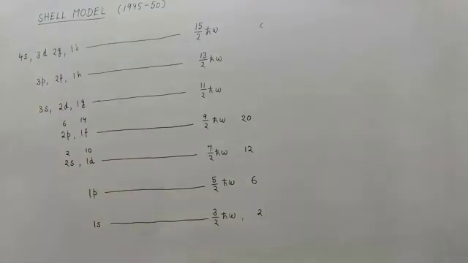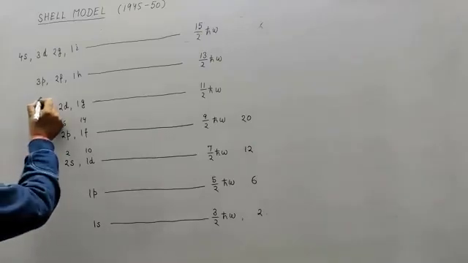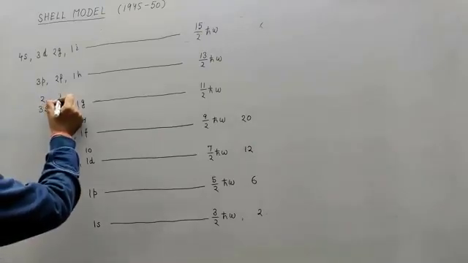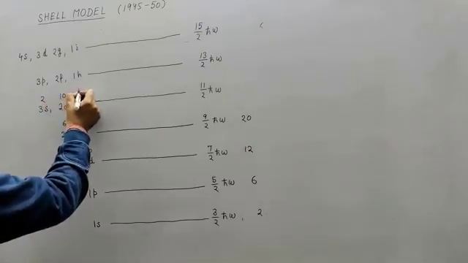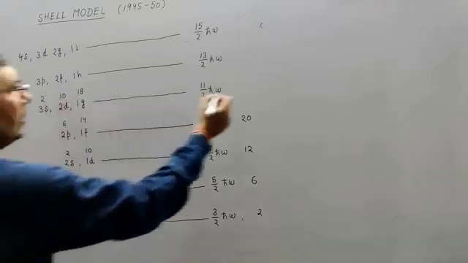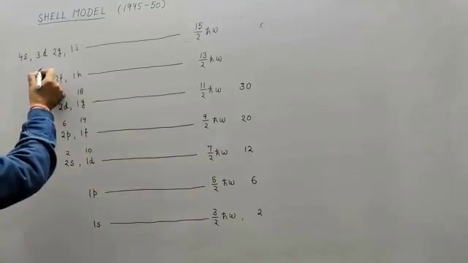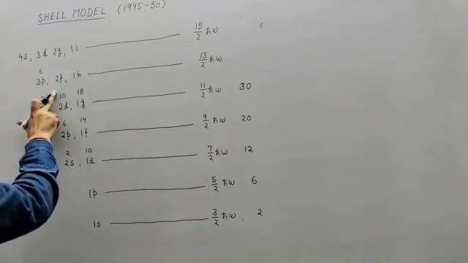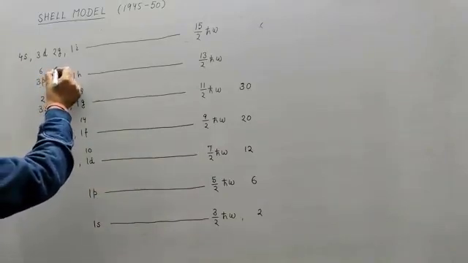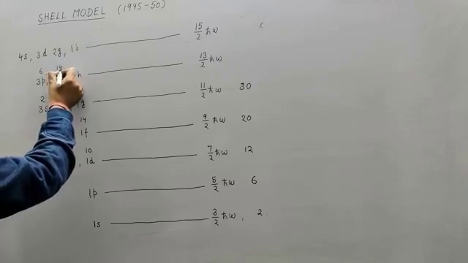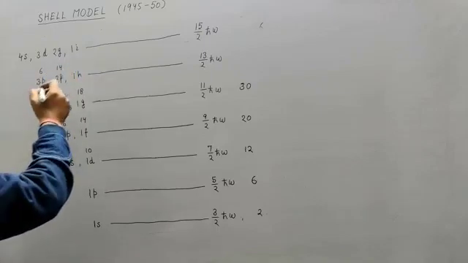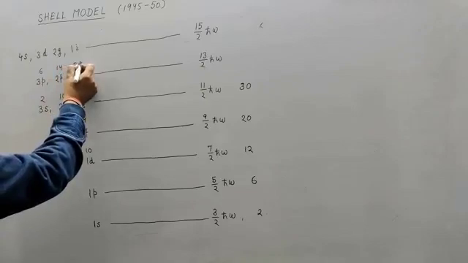Similarly you can write for the others. For s this will be 2. For d it will be 10. This will be 18, so this will be 28. This will be 30 here. Here in 3p maximum 6. In f this can be 14. Here it can be 22.